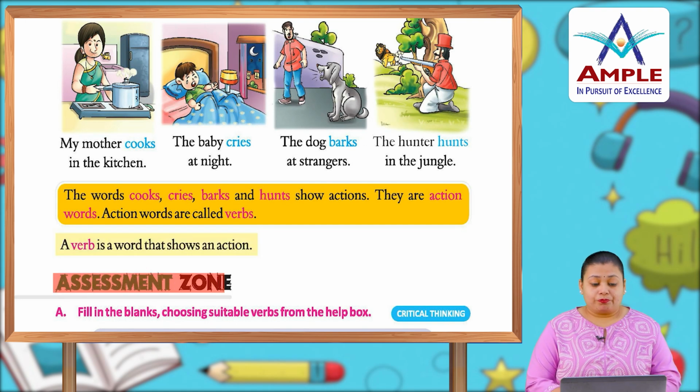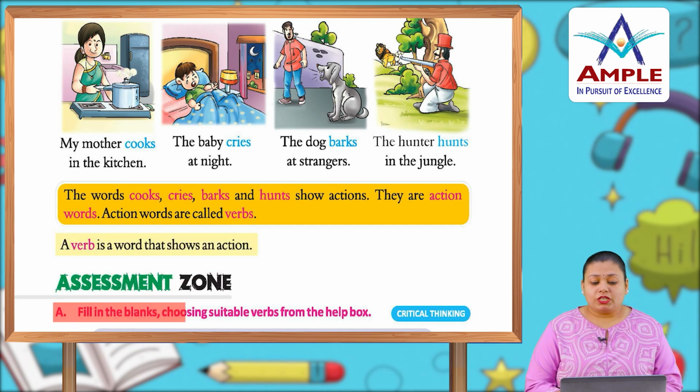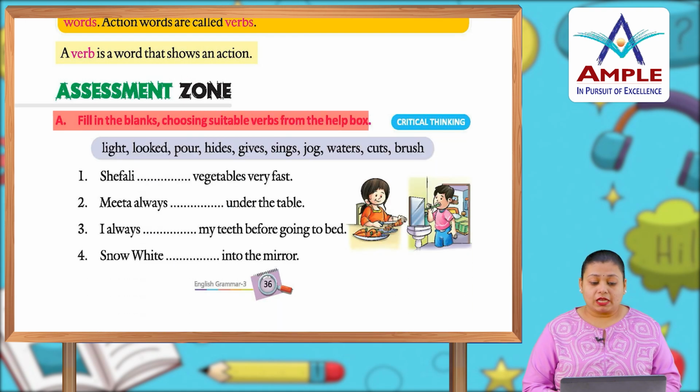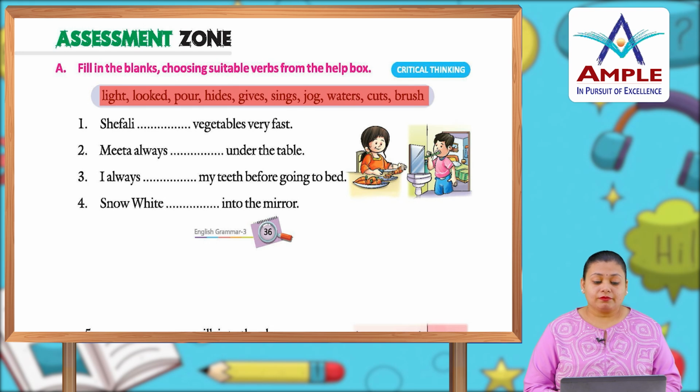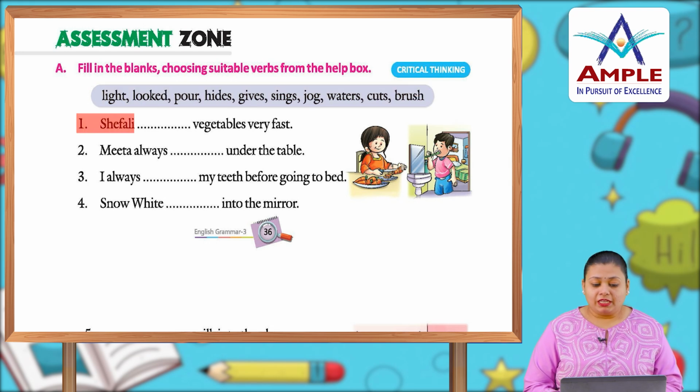Now the assessment zone. Fill in the blanks choosing suitable verbs from the help box. Light, cooked, pour, hide, gives, sinks, jog, waters, cuts and brush. Number 1, Shefali dash vegetables very fast. So what did Shefali do? Shefali cuts vegetables very fast. So you have to choose a suitable verb from the help box and fill it in the given sentences, just like I have done for you. One I have done for you.